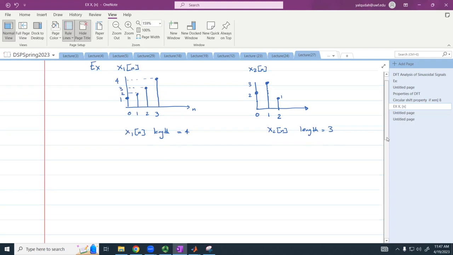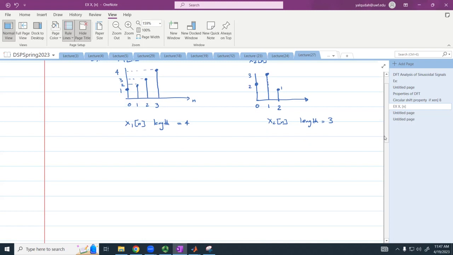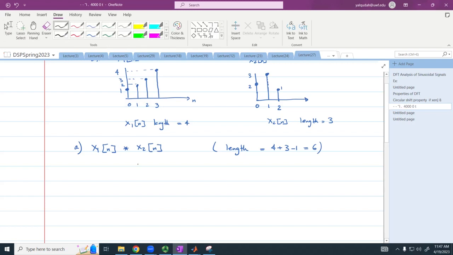So we're going to do both linear convolution and circular convolution. First we're going to calculate x1 of n linear convolution x2 of n. How do we do the convolution? Anybody still remember? We can do a table, but we can even do something better than a table. We calculate how long the output sequence is going to be, which is the length of n1 plus n2 minus 1.